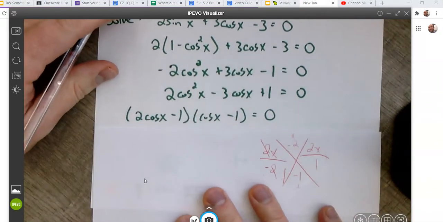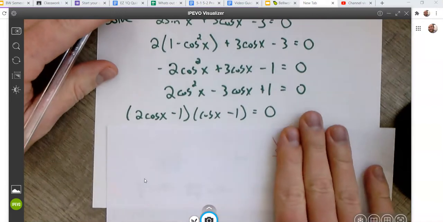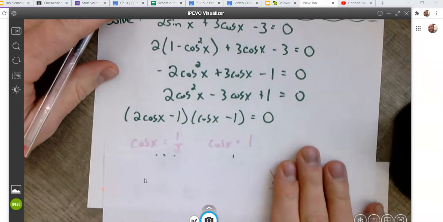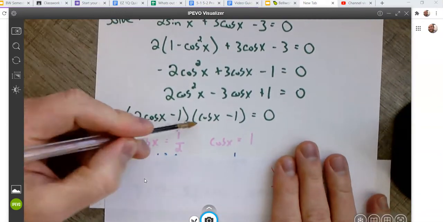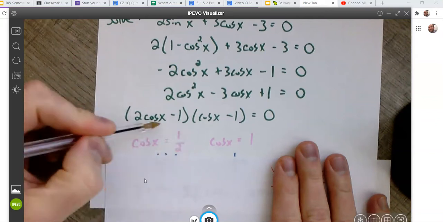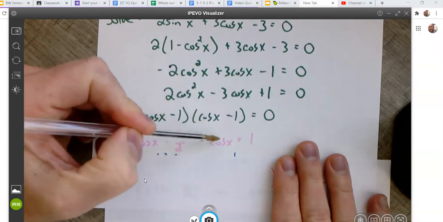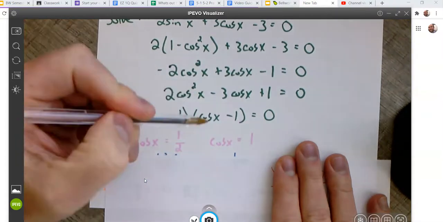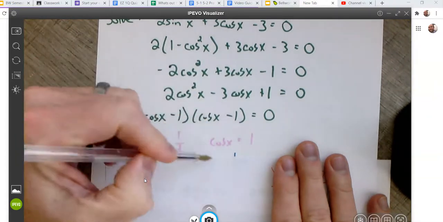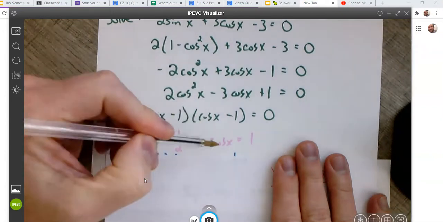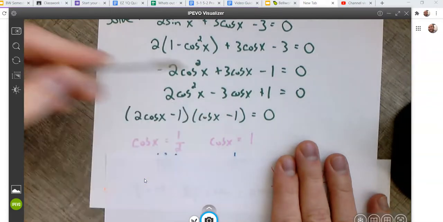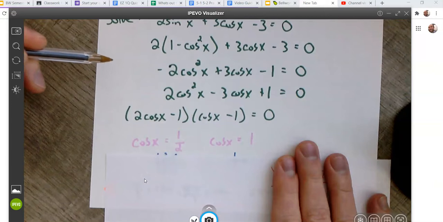So there's the factoring piece. Ignore that, that's from an older problem. I'm going to set each one of those equal to 0. Add 1, divide by 2. When is cosine 1/2? The next one, add 1 to the other side. When is cosine equal to 1? Cosine is the x-coordinate. When is the x-coordinate equal to 1? Well, that's at 0, or 2 pi.